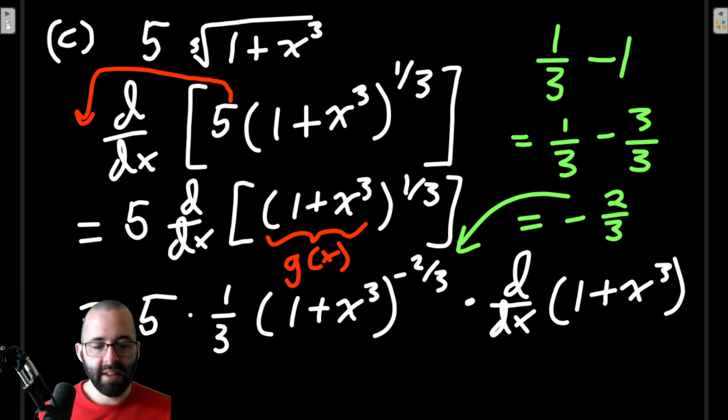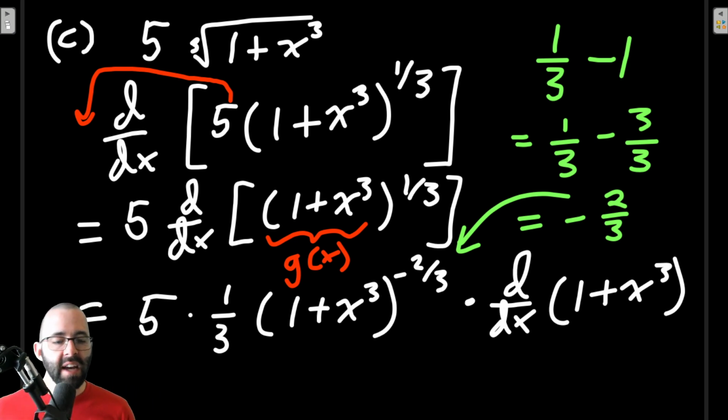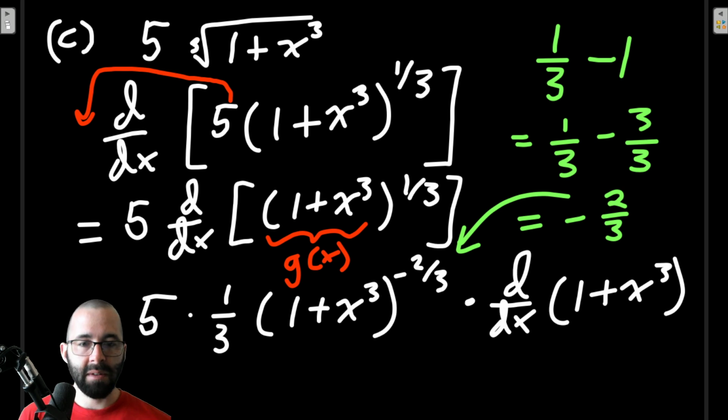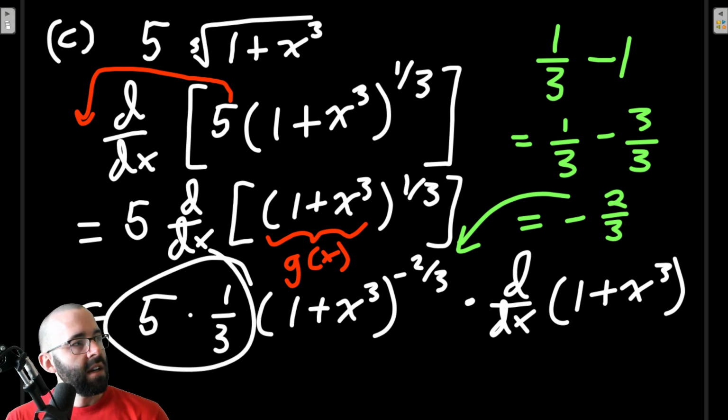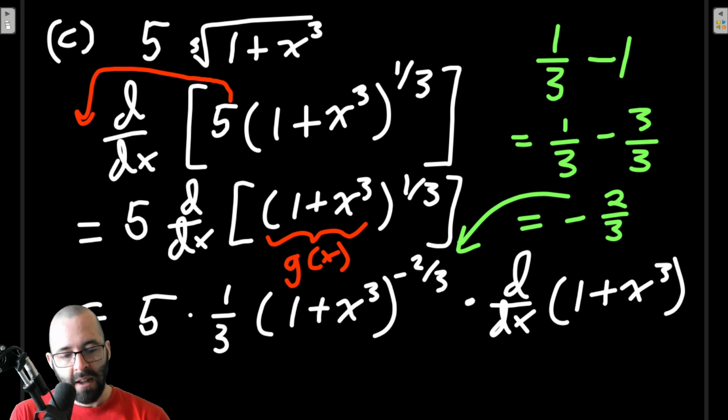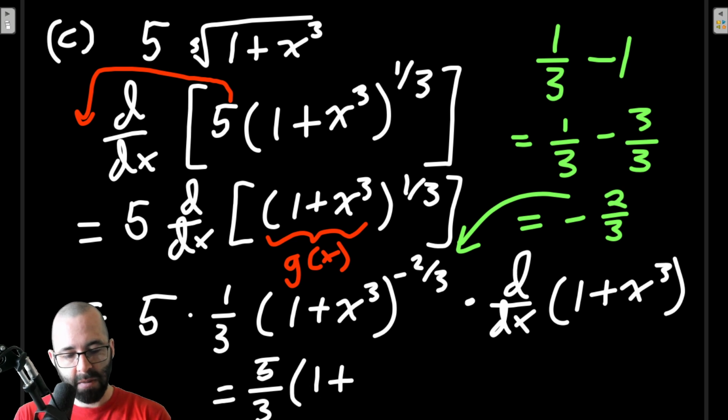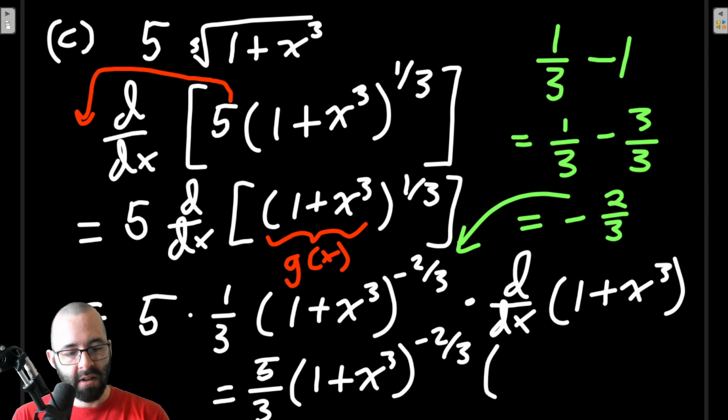So there's a little simplifying that we can do and a couple more steps that we have to take to get to the final answer, but we've done all the hard stuff. We've done most of the calculus. Let's start with this guy: 5 times 1/3. Remember, that's 5 over 1. That'll be 5/3. We get 5/3 times this 1 plus x cubed raised to the negative 2/3 times the derivative of this other thing.